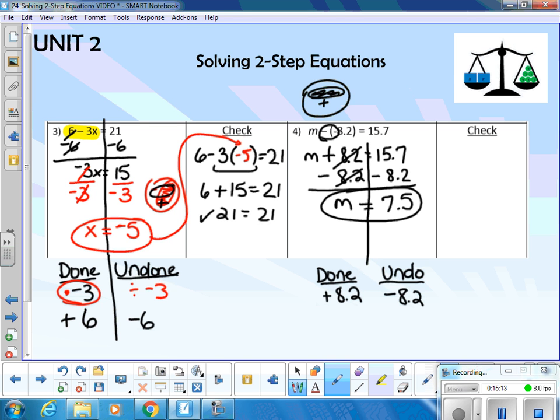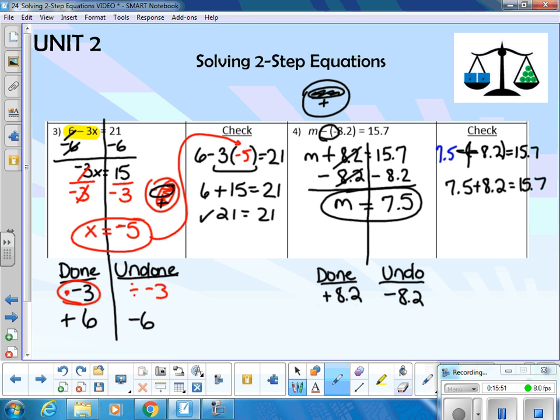Now let me check my answer. If I go back to my original, whoops, what did I forget to do? I forgot to replace my m with my answer. My answer was 7.5. So now, if I change these, they still are going to change to a plus. So now I have 7.5 plus 8.2 equals 15.7.